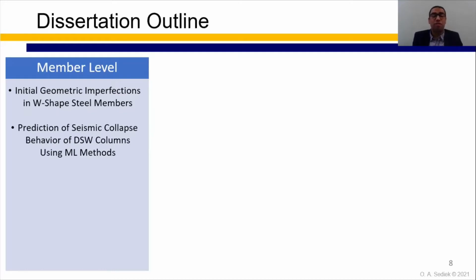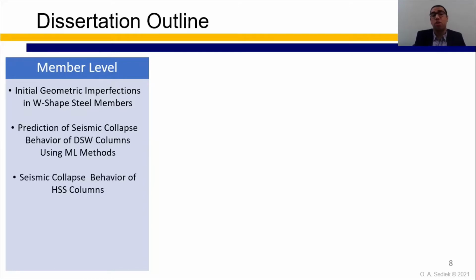Then we used different machine learning regression and classification methods to rapidly predict the seismic collapse behavior of deep steel wide flange columns, again as part of special moment frames subjected to axial and lateral loads representing an earthquake.